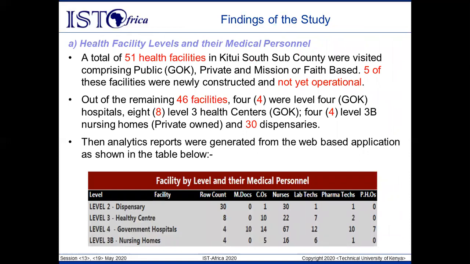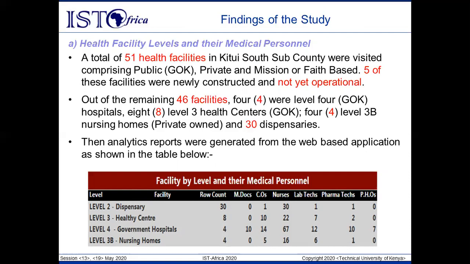Findings of the study. We start with health facility levels and their medical personnel. A total of 51 health facilities in Kitui South Sub-County were visited, comprising government hospitals, private and mission or faith-based hospitals, and 5 of these facilities were newly opened and were not yet operational. Out of the remaining 46 facilities, 4 were level 4 government hospitals, 8 were level 3 health centers owned by the government, and 4 were level 3B nursing homes, which were privately owned, and 30 dispensaries.